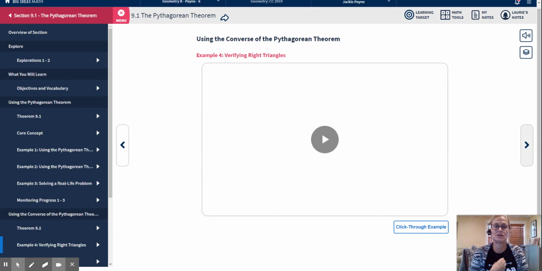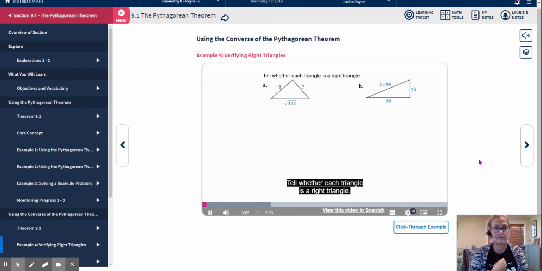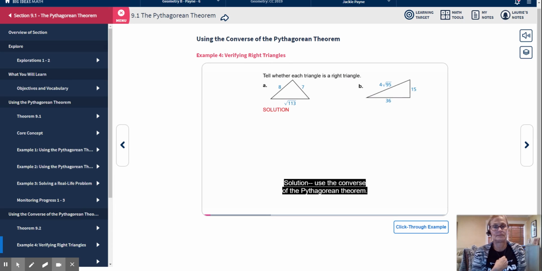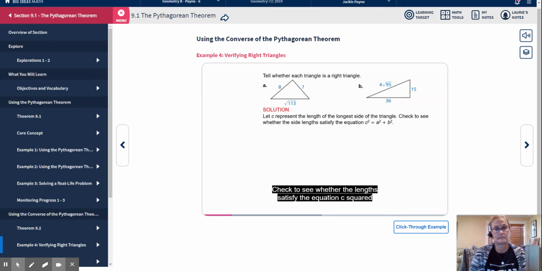Verifying right triangles. Here's one way to do it. Tell whether each triangle is a right triangle. Solution. Use the converse of the Pythagorean Theorem. Let c represent the length of the longest side of the triangle. Check to see whether the side lengths satisfy the equation c squared equals a squared plus b squared.